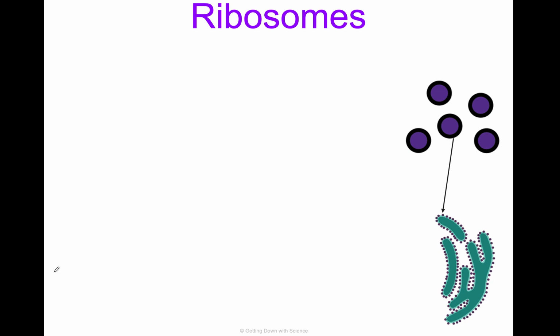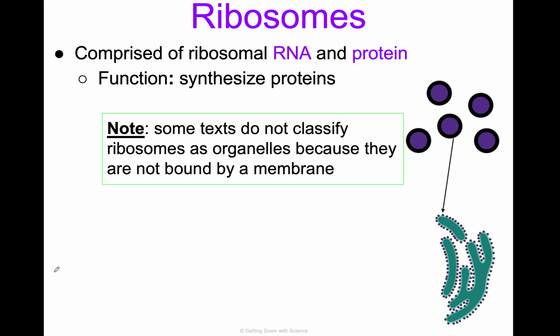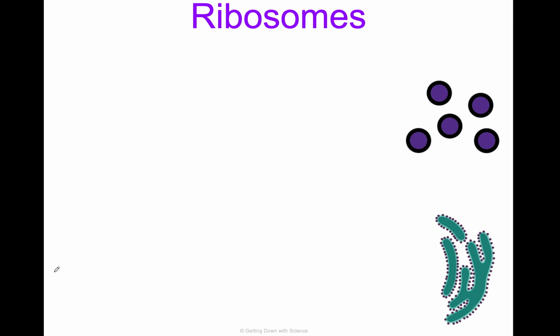Speaking of ribosomes that are made in the nucleolus and combined with proteins, they are composed of ribosomal RNA and proteins. We just talked about that ad nauseam. Their function is to synthesize proteins. It's like, what came first, the ribosome or the protein? Some texts don't classify them as organelles. We are going to classify them as organelles because their job is so important.